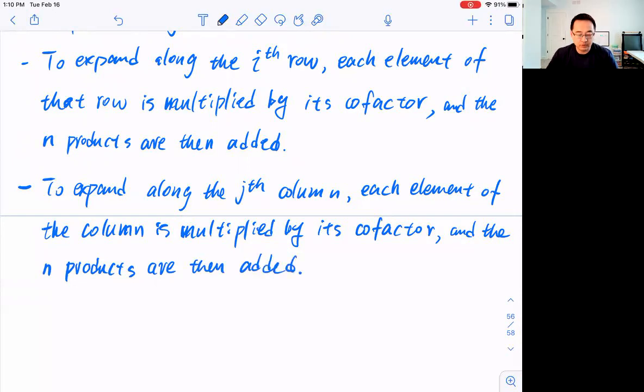Okay, so it's really the same thing you do whether you choose a row or a column. You just take each element in that row or column, multiply it by its cofactor, which is found by using -1 raised to the i plus jth power times its minor. Again, I know you probably have forgotten about how to do that. Let's look at an example.